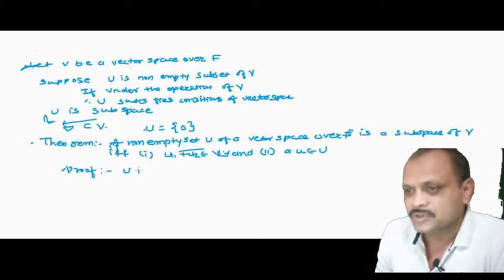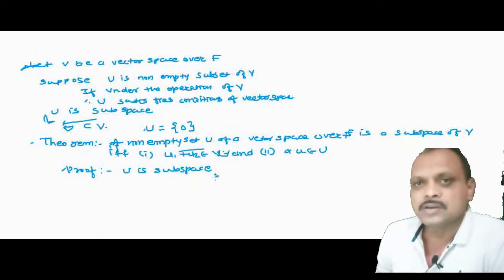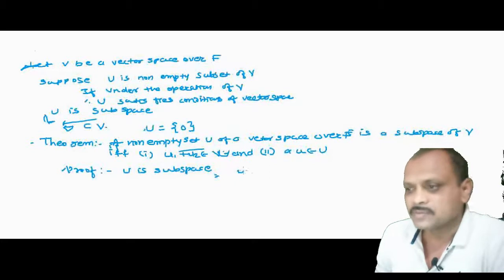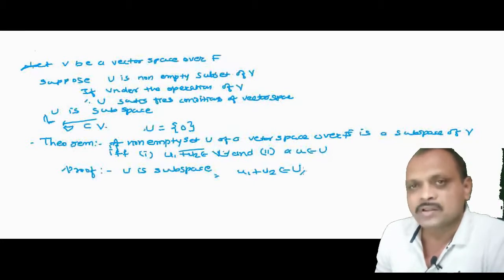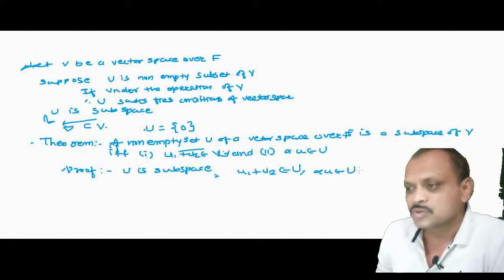Proof: first assume that U is a subspace. U is a subspace and therefore it satisfies all the conditions of a vector space, that is, it is closed under addition. Therefore if we take any two elements u1 and u2, u1 plus u2 belongs to U. The second condition, alpha u belongs to U, is obvious by the definition of vector space. So both conditions are satisfied when U is a subspace.